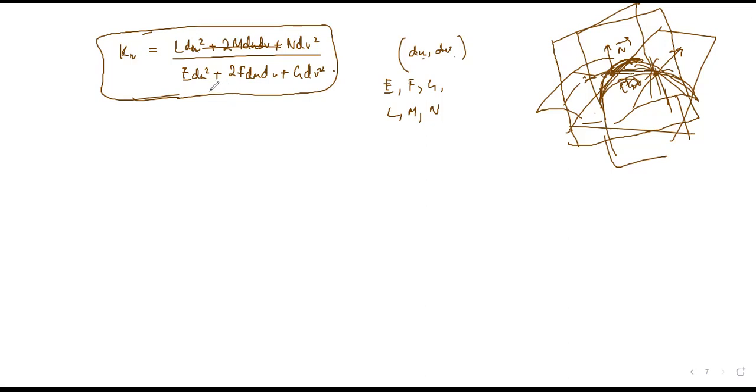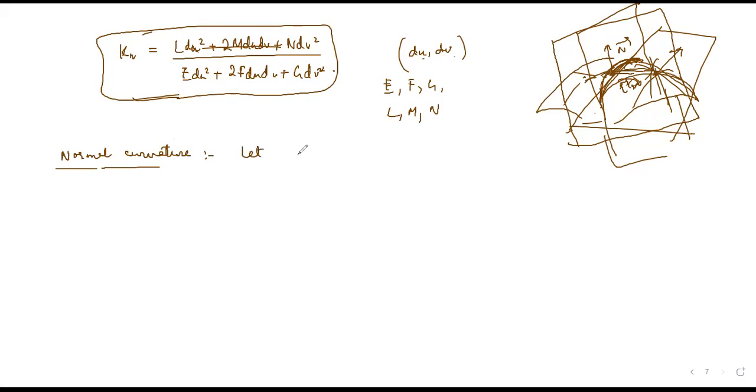So anyway, let's first define normal curvature. That is basically the curvature of the normal section at a point.